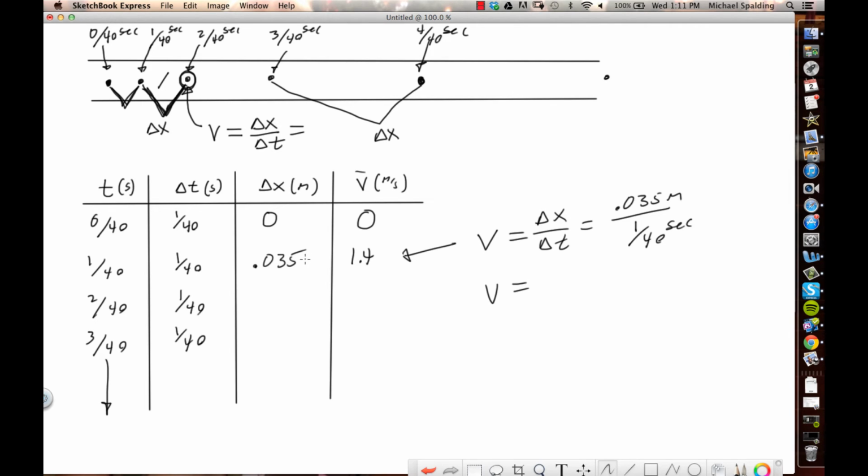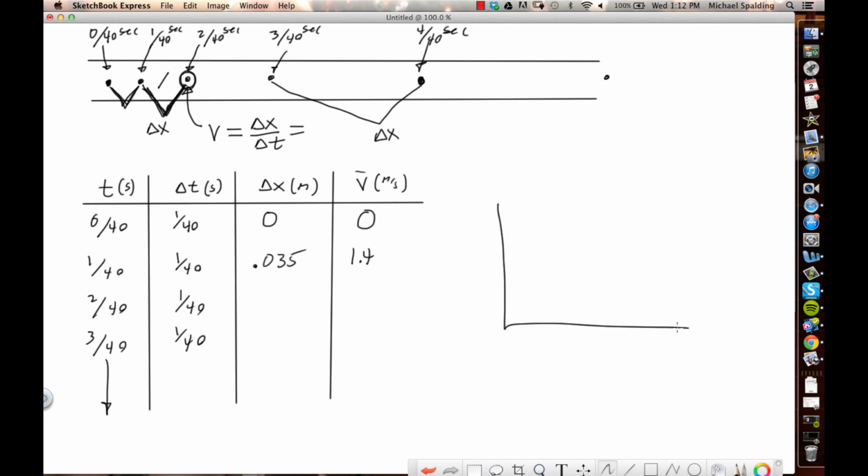What it tells you to do, and now we're getting to the good part, is plot velocity versus time. So you're now going to create a velocity versus time graph. Okay, so you're plotting this column and this column, time and velocity. Okay, what should this graph look like?